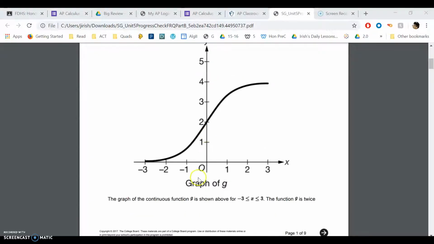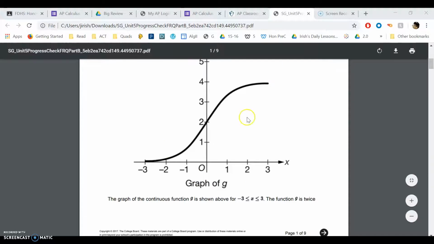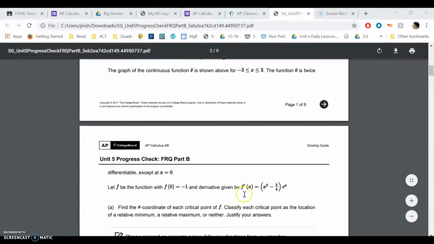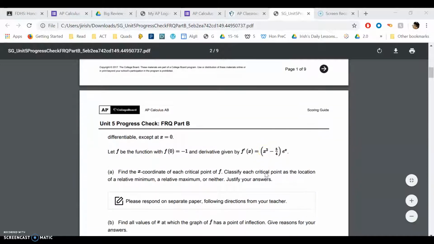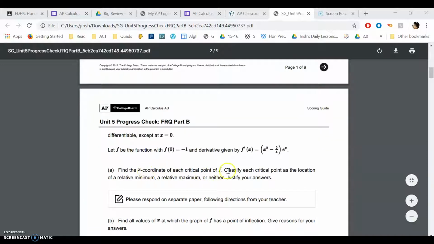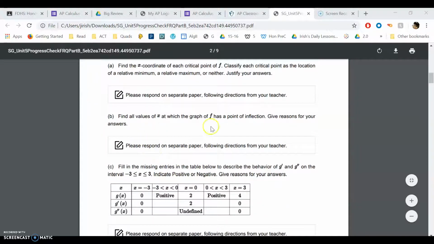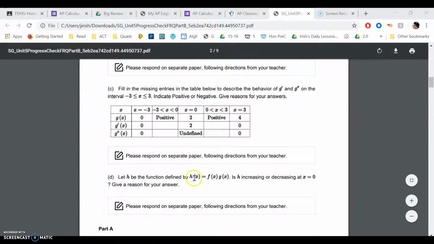So you have g of x right here. So this is g, and then it says f prime is this function and f of 0 is -1. So you have to find the critical points of f and then see whether it's max or min or neither. Then you have to find if f has points of inflection, fill out this chart, and then solve for h prime of x at 0 here.